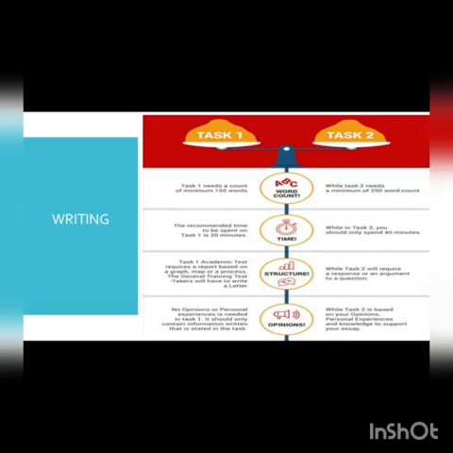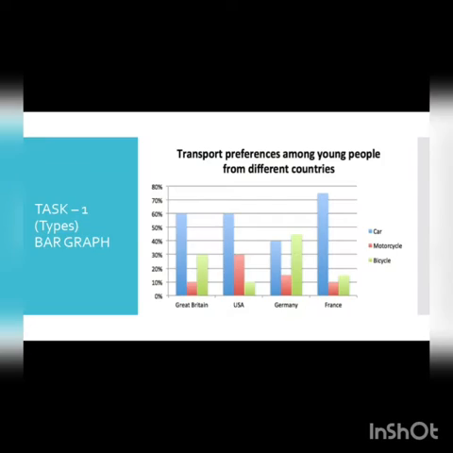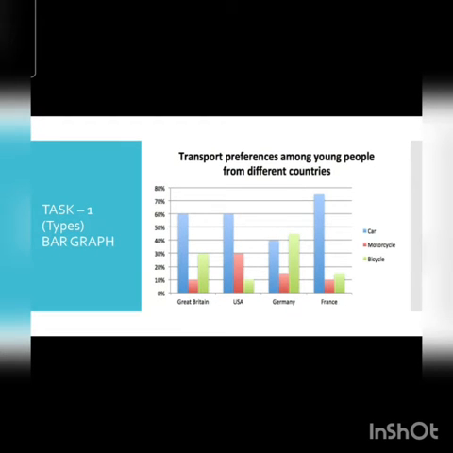So now I will explain a few types of task 1. First one is bar graph. In bar graph, there will be one or few charts. The data is demonstrated in vertical or horizontal bars. For example, the given bar graph is on transport preferences among young people from distinct nations.